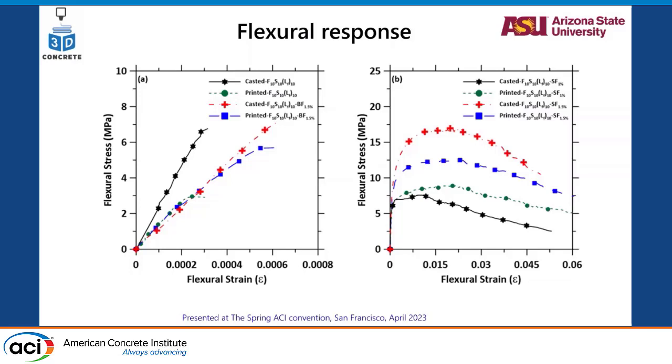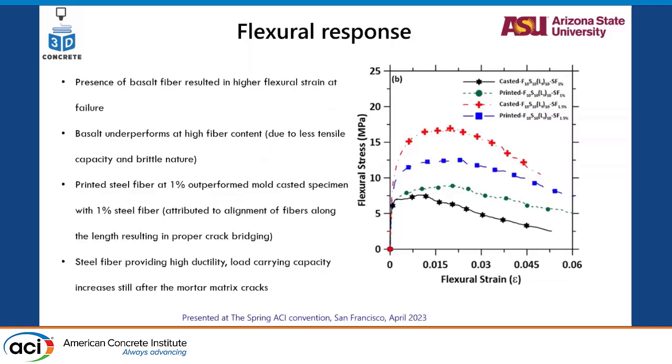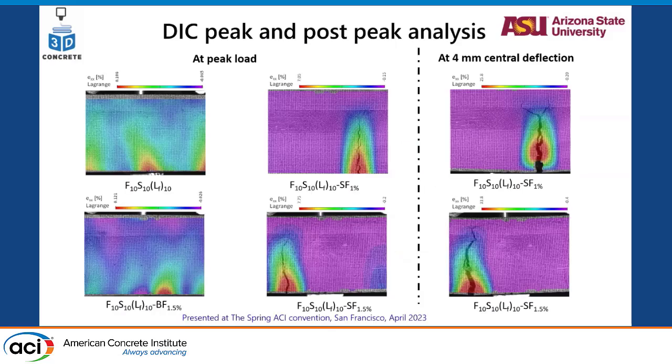From the peak, this is at a very high strain rate. I had to stop at this point because it was a very long test procedure and the load carrying capacity is still way beyond 50% of the highest peak load capacity. So with 1.5%, we are getting a very good toughening effect. These are some of the conclusions of the stress strain response that I was just talking about: 1% outperforming the casted, and 1% fiber still providing high ductility and all those things.